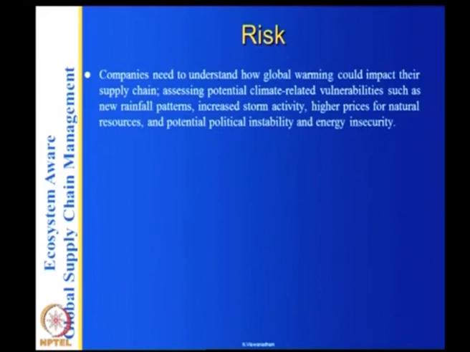If you have more GHG gases, what is the effect of them? So, if you have new rainfall patterns and if you have increased storm activity, what is the effect on you? If you have increased storm activity and if you have a lot of shipping that happens and it gets disrupted, then you get affected. So, higher prices of natural resources, how does that affect you? Higher price of water, if you are a Coca-Cola company, then your higher water cost will affect your bottom line.